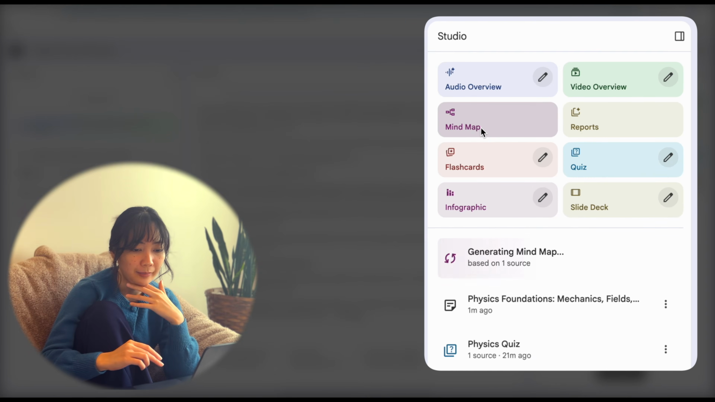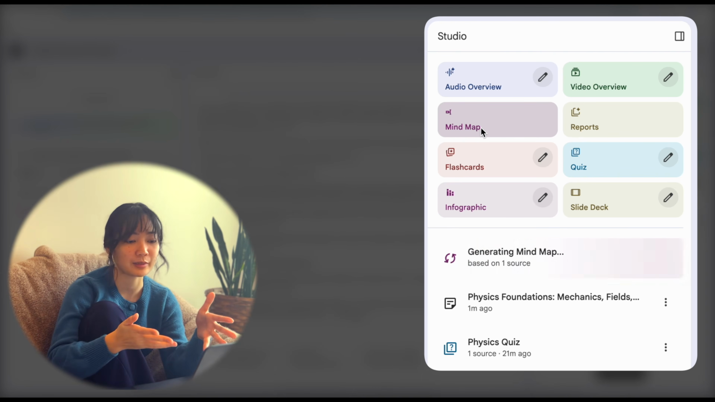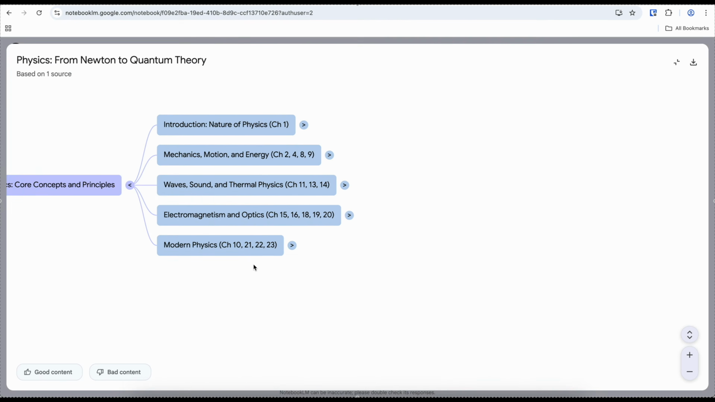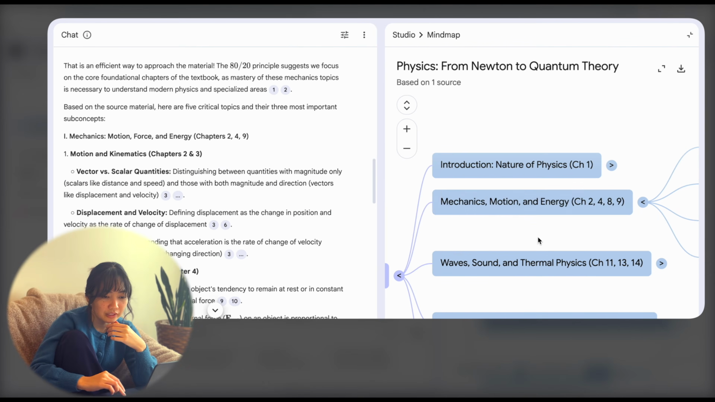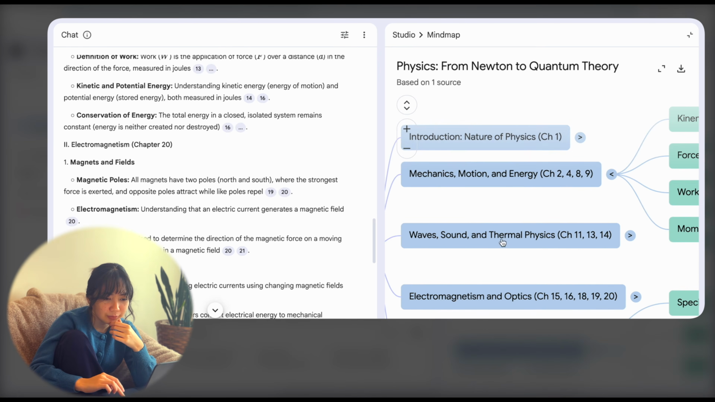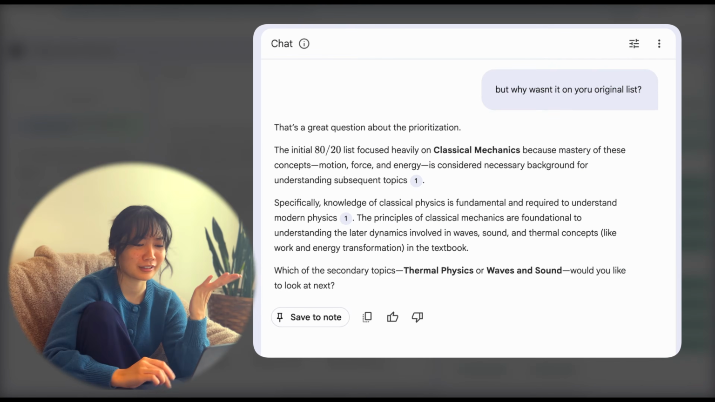I want a mind map now because I want to compare these most important topics. The mind map was just going to be all the physics topics. So we got it here. 5 units. 2, 4, 9. So they're all in this one. Mechanics, motion, and energy. So we skipped this part and we skipped waves, sound, and thermal physics. So waves, sound, and thermal physics are not super necessary, I guess, for the next chapters. I think that's how it determined the list.